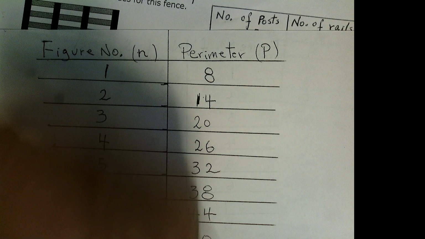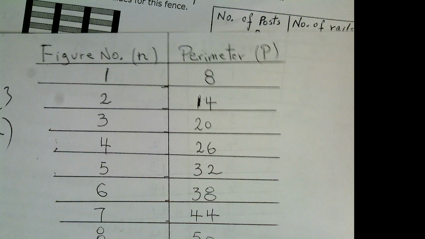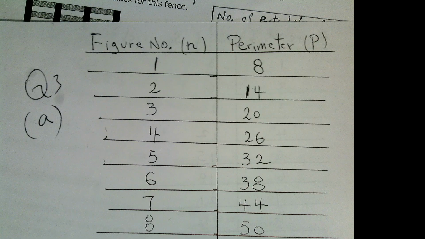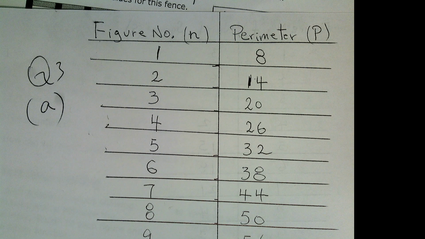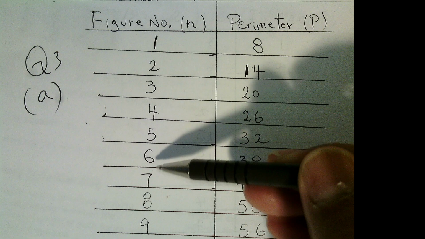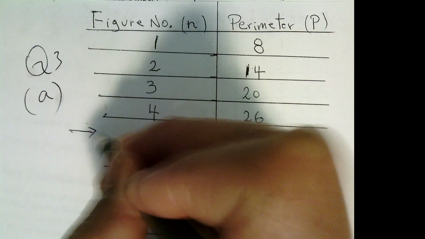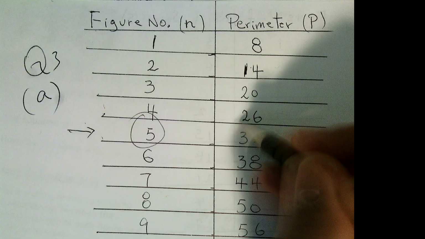So question 3A is right here. And the table, which I extended, the counting up to diagram number 10, I very much appreciate you drawing a diagram for each pair of numbers. So for example, I'm using this as an example.